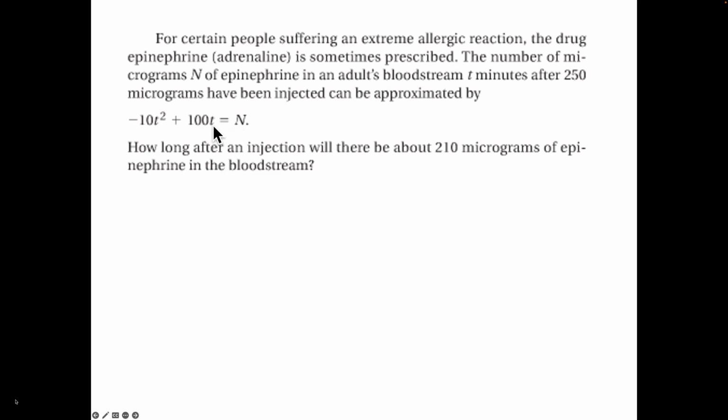So when I read this problem, I just want to find out what does the t represent and what does the n represent, and I need to substitute something in for those numbers. So I'm going to read this to know what the t and the n stand for, so something I can substitute in. It says for certain people suffering from extreme allergy reaction, the drug epinephrine is sometimes prescribed. The number of micrograms n of epinephrine in an adult's bloodstream t minutes after 250 micrograms have been injected can be approximated by this equation.